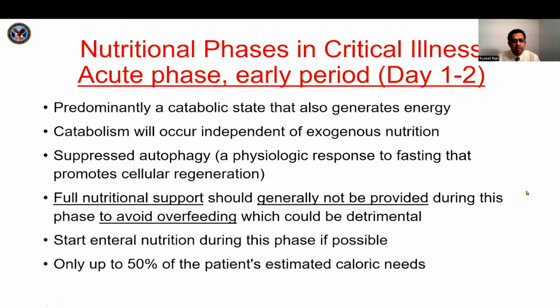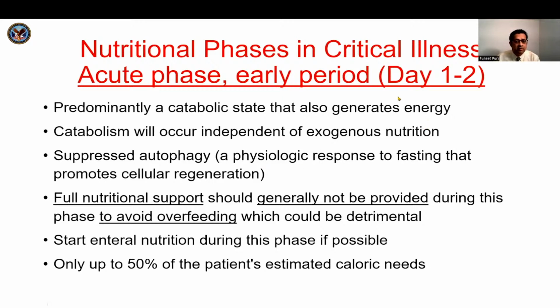So what happens during the acute phase and early period, which is day 1 and 2 of critical illness? Predominantly a catabolic state that also generates energy. Catabolism will continue to occur independent of exogenous nutrition support. This is associated together with suppressed autophagy, which is a physiologic response to fasting that promotes cellular regeneration.